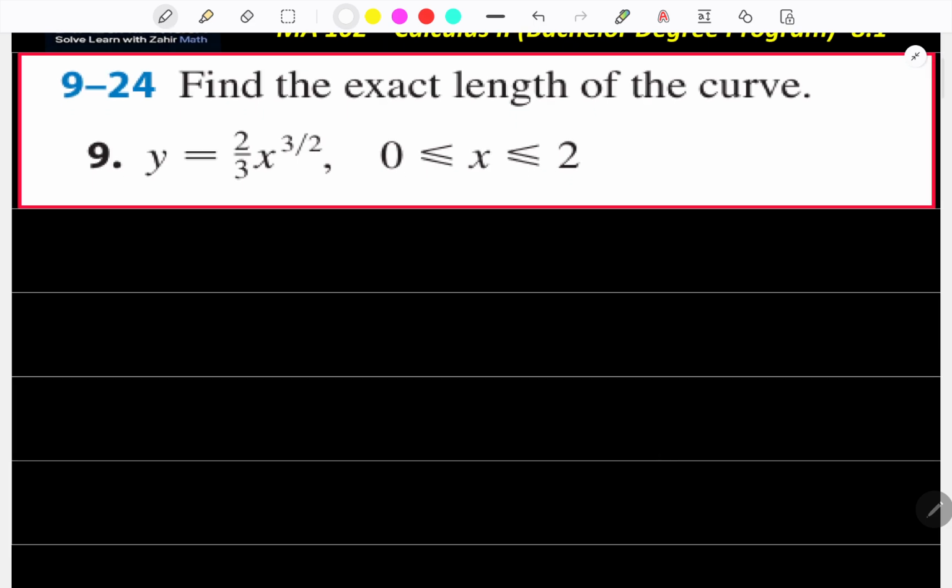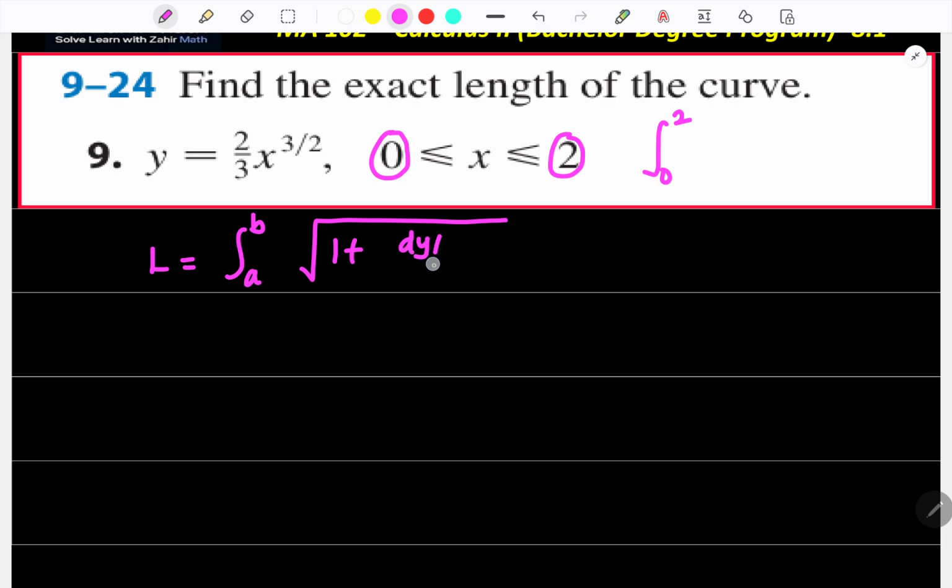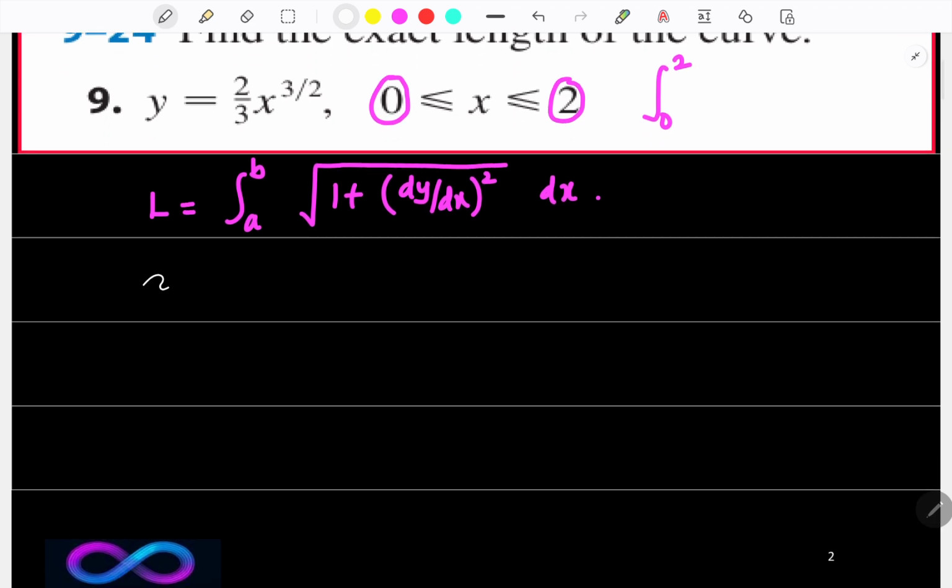Let me go to the first question. Find the exact length of the curve y equals 2/3 x to the power of 3/2, where x lies between 0 and 2. So it means your integral is from 0 to 2. So what is the formula for length of arc? L equals the integral from a to b of the square root of 1 plus (dy/dx) the whole square times dx. So you are going to find dy/dx. So y equals what? 2/3 x to the power of 3/2.